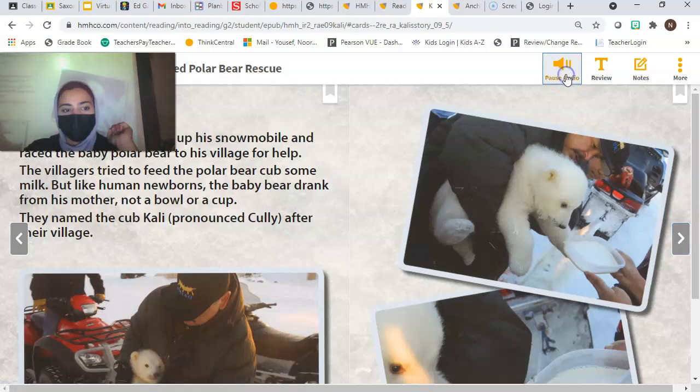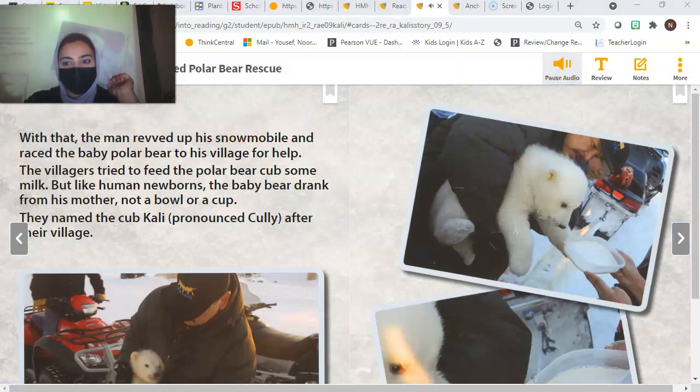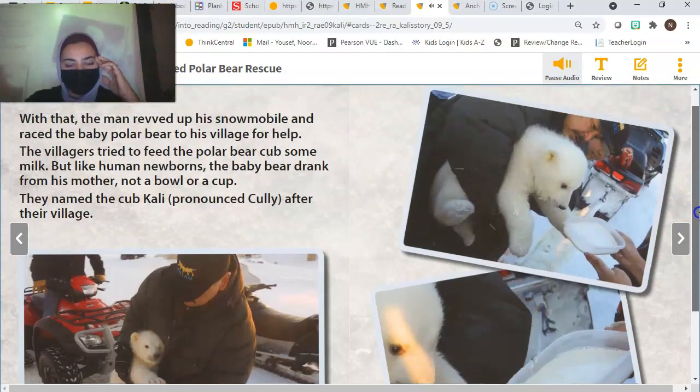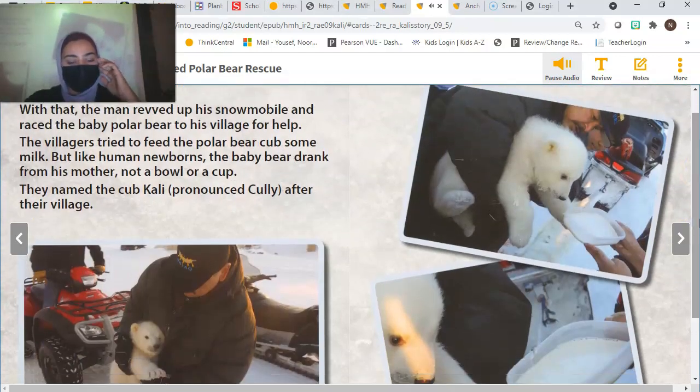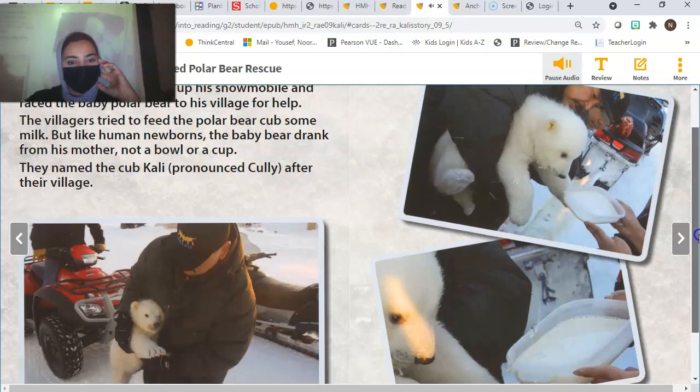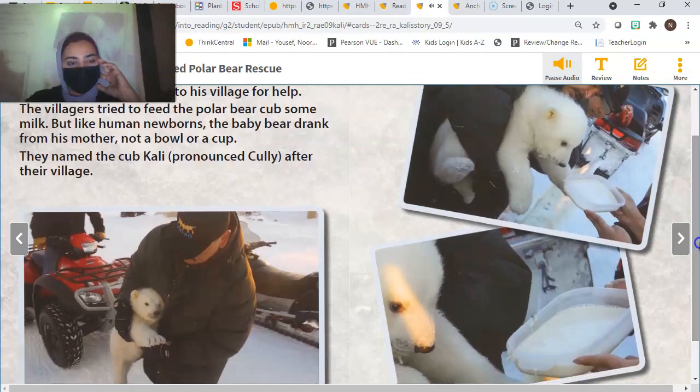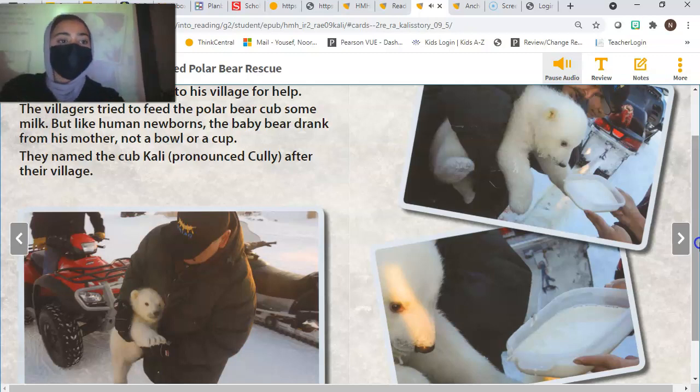No. With that, the man revved up his snowmobile and raced the baby polar bear to his village for help. The villagers tried to feed the polar bear cub some milk, but like human newborns, the baby bear drank from his mother, not a bowl or a cup. They named the cub Cully, after their village.